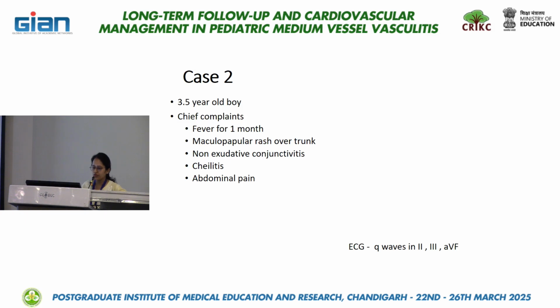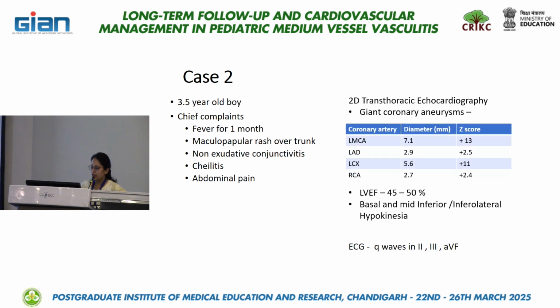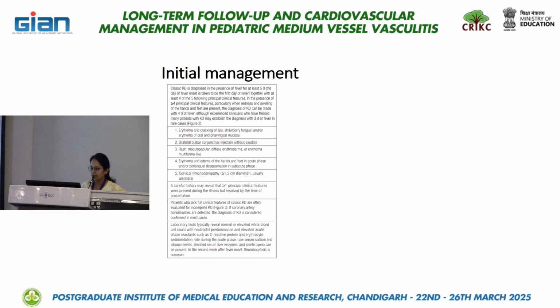Coming to case 2, we had a 3.5-year-old boy with chief complaints of fever for 1 month, maculopapular rash over the trunk, non-exudative conjunctivitis, cheilitis, and abdominal pain. 2D echocardiography revealed giant coronary aneurysms involving LCX and LMCA, and mild dilatation of LAD and RCA. On further evaluation, the child also had myocardial involvement.